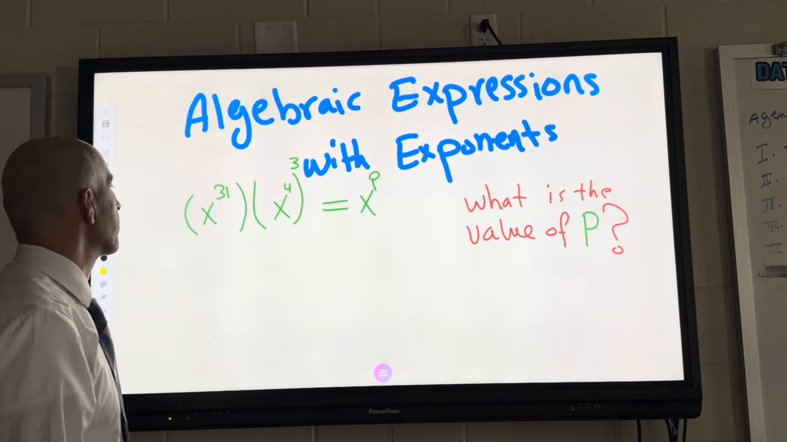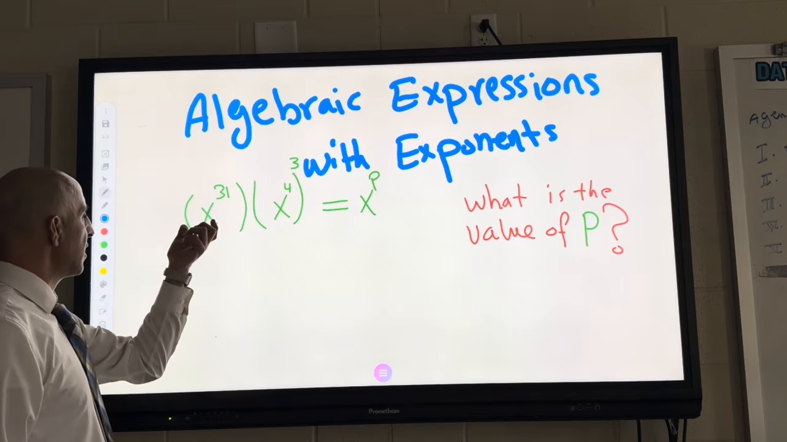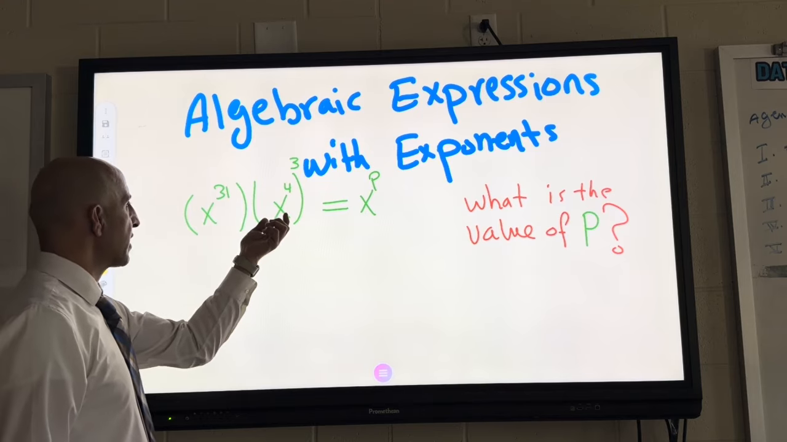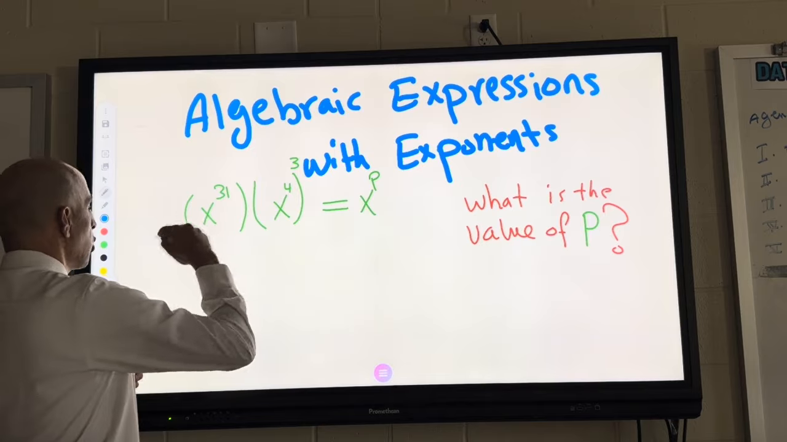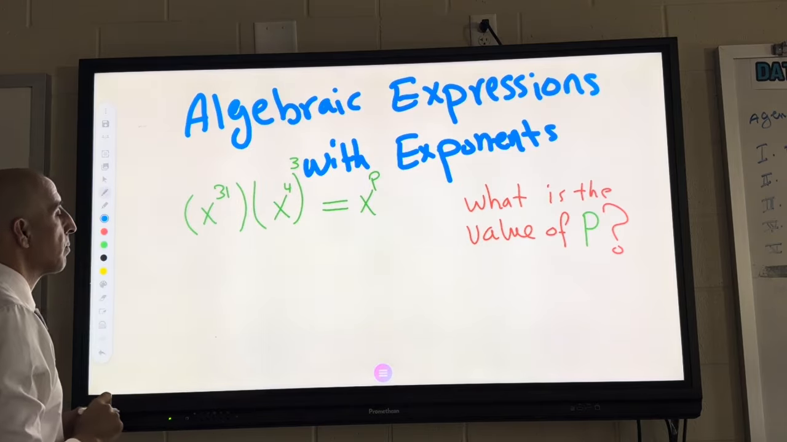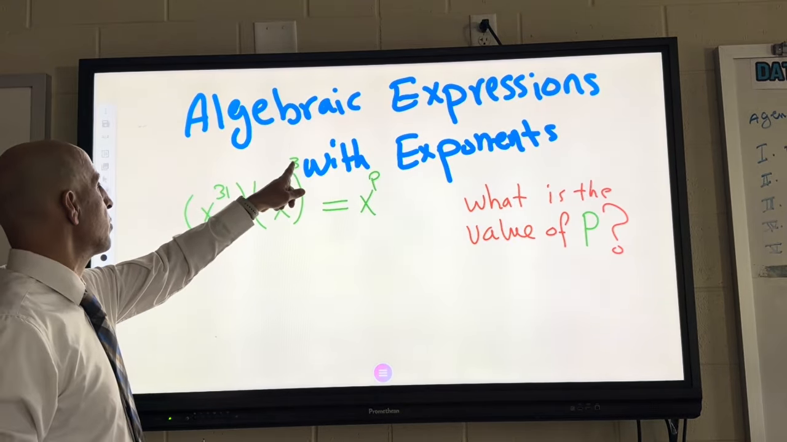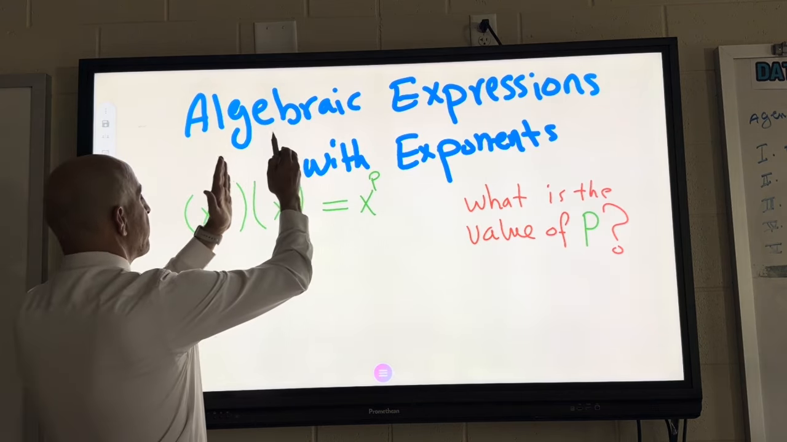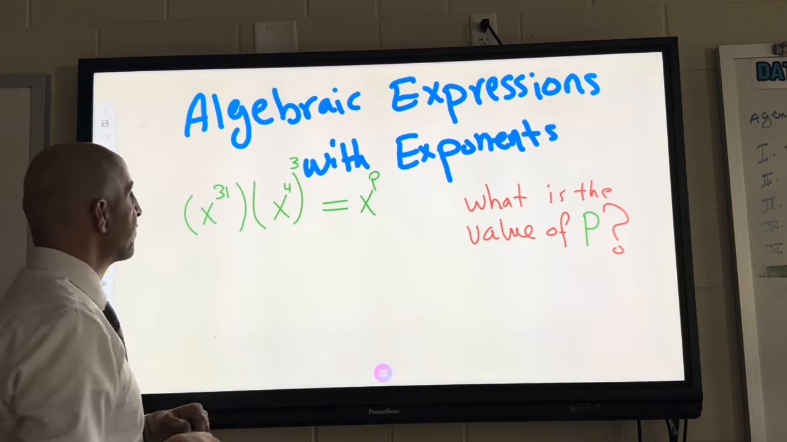To solve this problem, we should notice that in this side we have x as a base, and we have another x as a base. So we think that we can add 31 with 4. That is correct if I don't have another power, which is the 3. In this case, I should deal first with this power before I keep going with the same rule that I learned from the previous video.